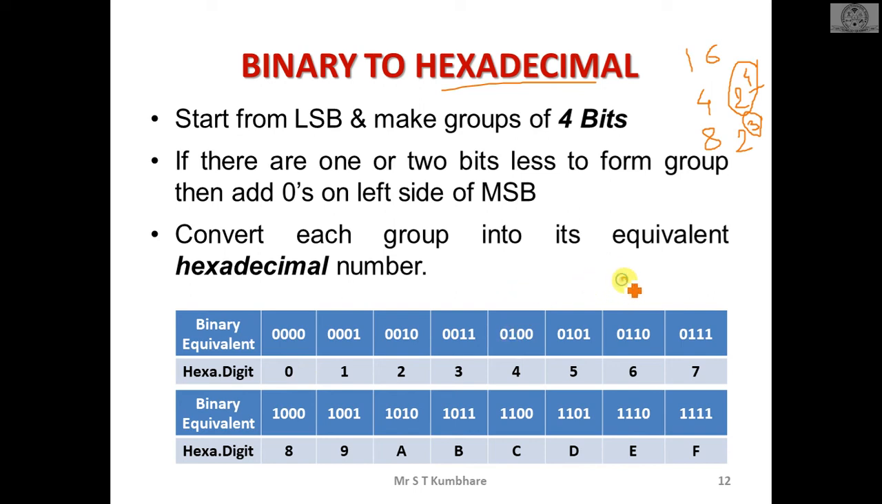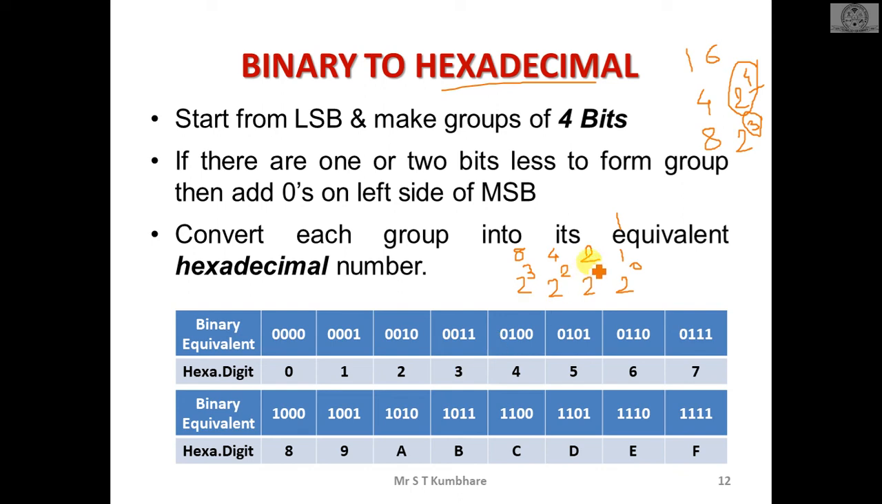How to do it? 2 raised to power 0, 2 raised to power 1, 2 raised to power 2, 2 raised to power 3. Now 2 raised to power 3 is 8. 2 raised to power 2 is 4. 2 raised to power 1 is 2. And 2 raised to power 0 is 1. I want 0, so everything should be 0: 0, 0, 0, 0. I want 1. So I'll make this 1 only, remaining are 0: 0, 0, 0, 1. I want 2. I'll make this 1, remaining are 0. So 0, 0, 1, 0.